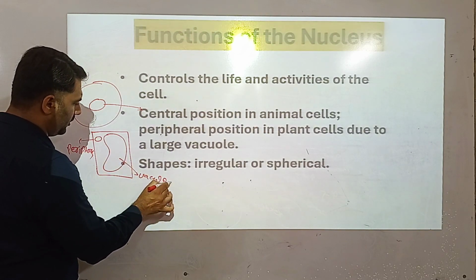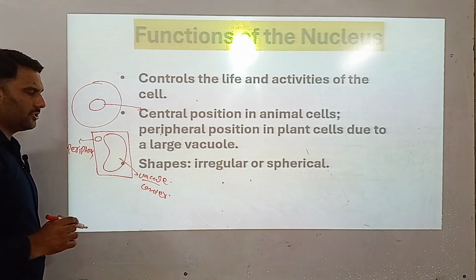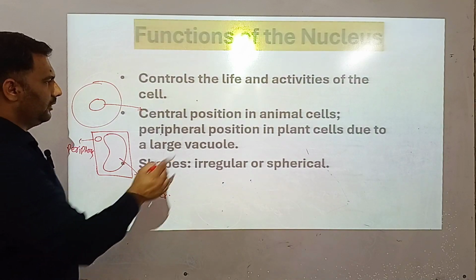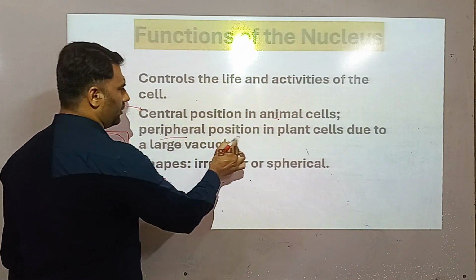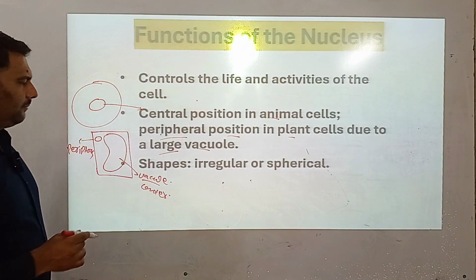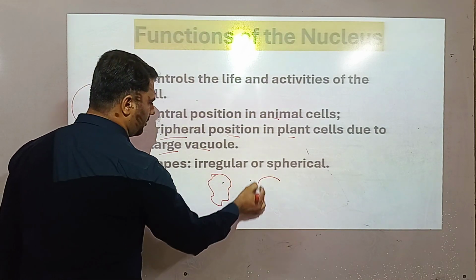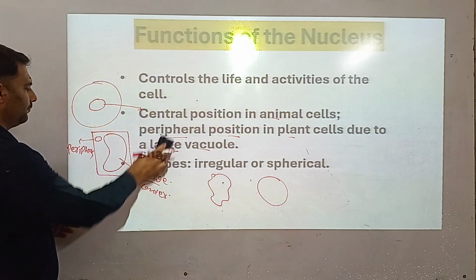This is due to the presence of a large vacuole in the center. That is why the nucleus position is peripheral. So the position is central in the animal cell and peripheral in the plant cell due to the large vacuole present in the center. The shape is sometimes irregular, and sometimes it looks spherical.